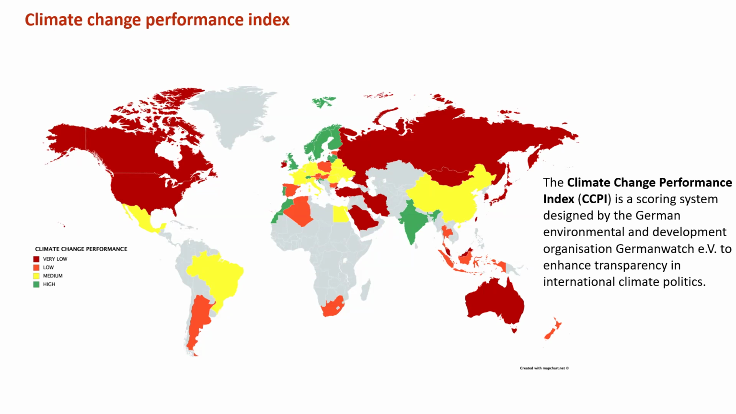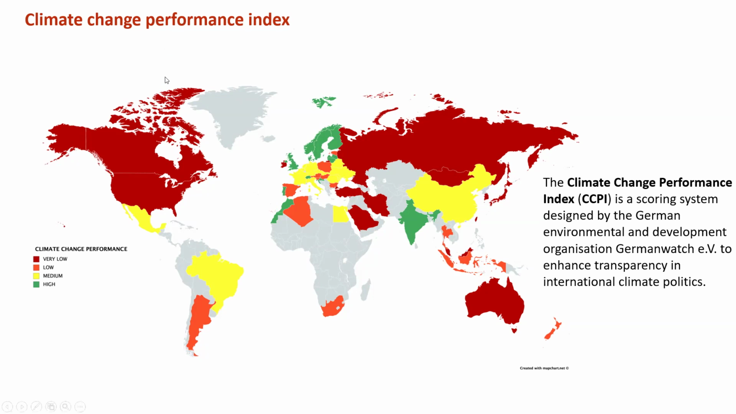The Climate Change Performance Index, identified with the acronym CCPI, is a scoring system designed by the German Environmental and Development Organization, called Germanwatch, to promote transparency in international climate politics. I decided to show this map because I think it is interesting. Here, the green countries are those performing better, and there are some results that I think will astonish you. In yellow, we have medium performances, low performances in orange, and very low in dark red. And I think it is interesting.